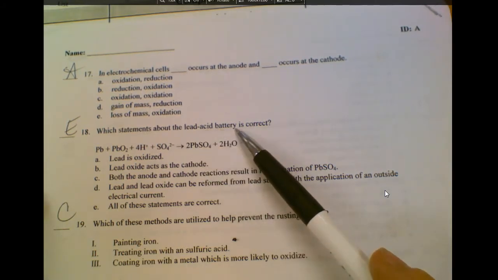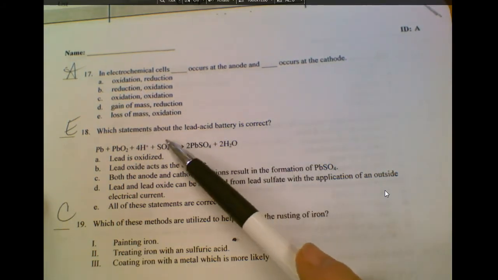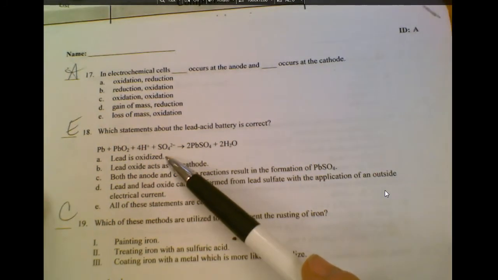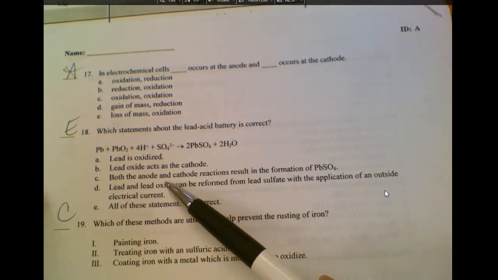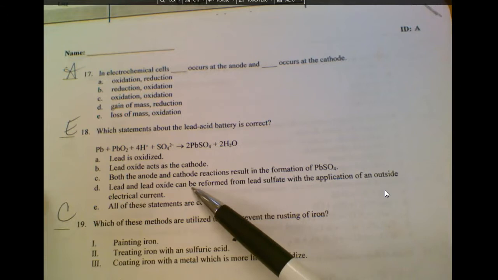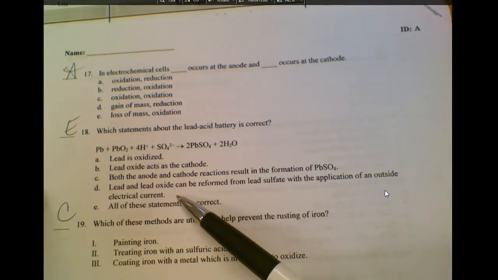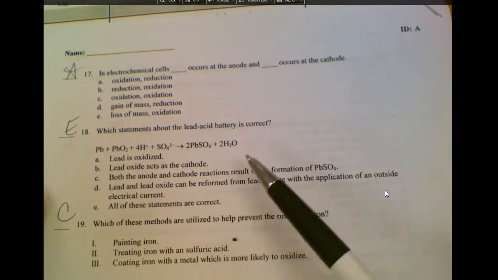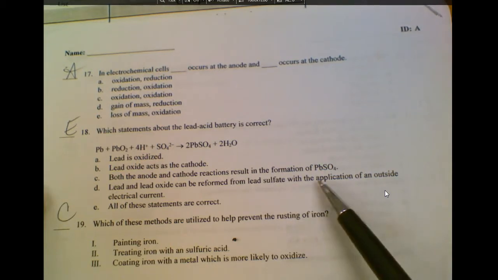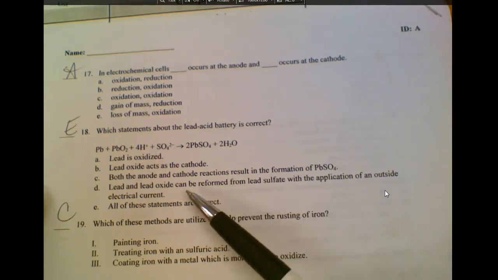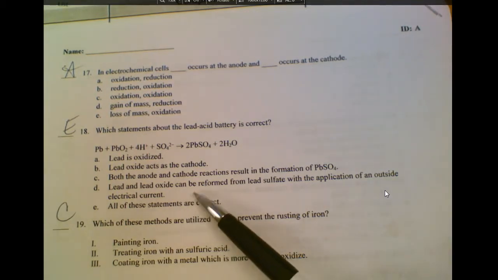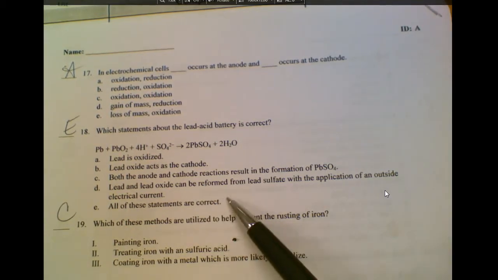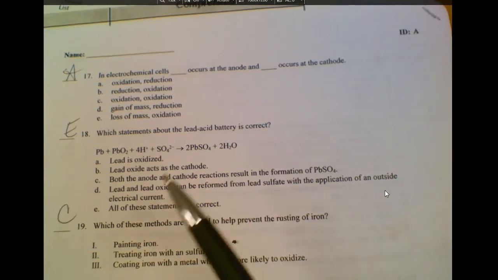Okay, for number 18, which statement about the lead-acid battery is correct? That's kind of a giveaway there. So you see the equation. Lead is oxidized, that's true. Lead oxide acts as the cathode, that's true. Both the anode and cathode result in the formation of lead sulfate, that's true. Lead and lead oxide can be reformed from lead sulfate with the application of an outside electrical current. Think what happens when you start the car. It goes back the other way and recharges the battery, so that's true. So it is letter E. All of these statements are correct.